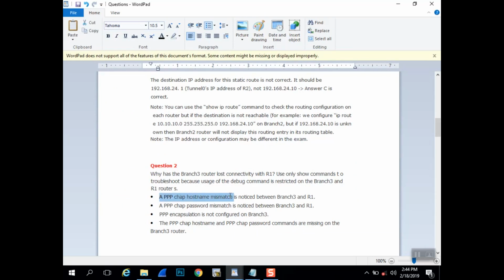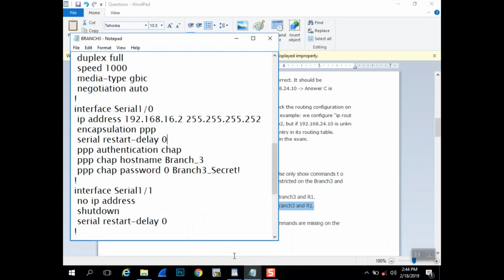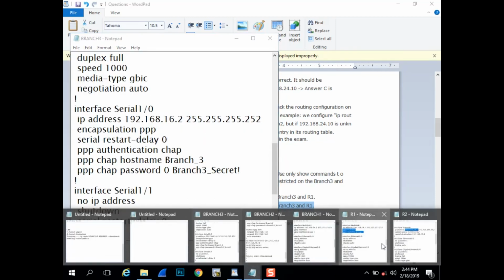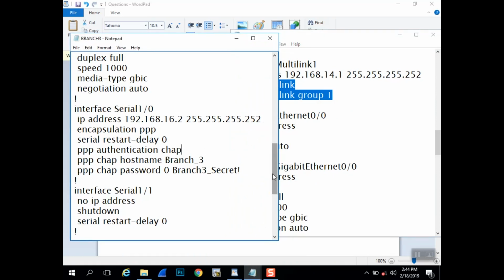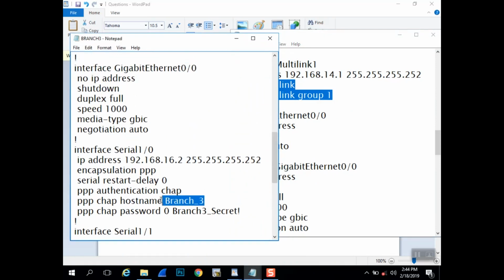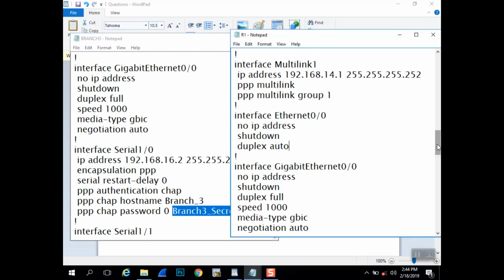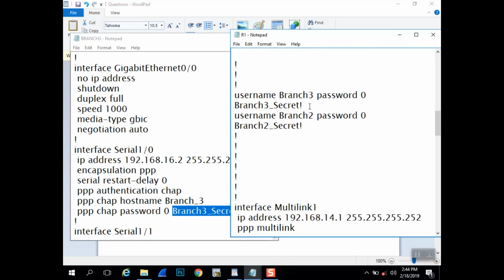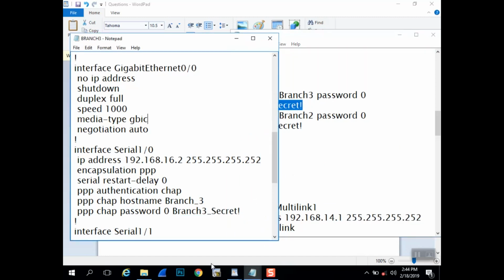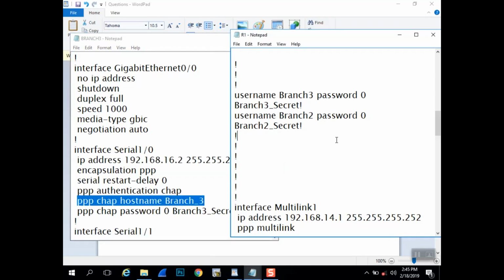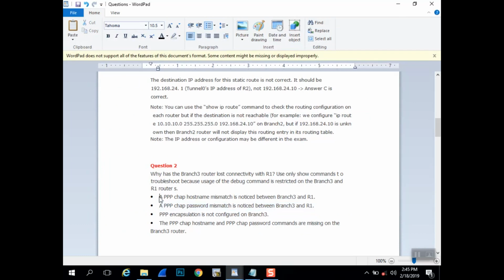A PPP chap hostname mismatch is noticed on branch 3 and R1. You cannot say that they don't match the password, because if you're gonna look at the configuration of branch 3 and R1, you'll notice that even though branch 3 has a different hostname used, still the password is branch 3 underscore secret with an exclamation point. Same with the configuration of R1. So the username or the hostname configuration for branch 3 is incorrect. So the right answer would be A.